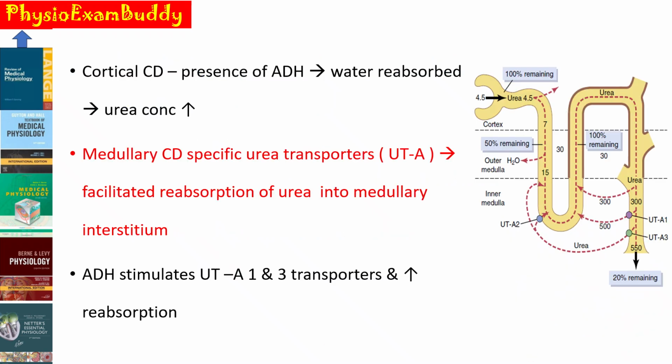So, in the cortical collecting duct, in the presence of ADH, water will be reabsorbed and the urea concentration further increases. And in the medullary collecting duct, the specific urea transporters, that is UTA, will facilitate the reabsorption of urea into the medullary interstitium. So, this ADH also stimulates the urea transporter A1 as well as A3 transporters and further increases the reabsorption of urea.